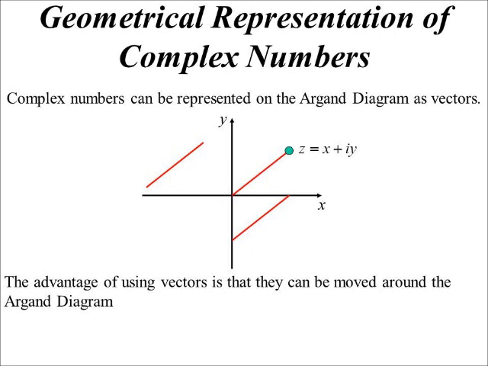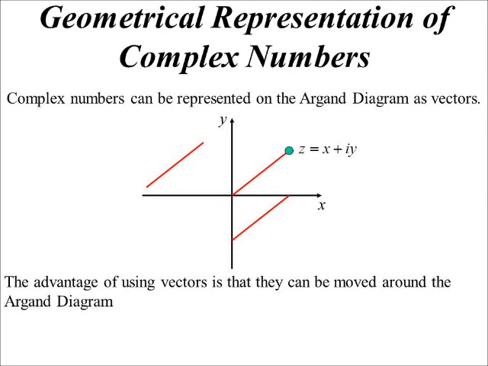See, if I put it down there, it's still got the same length. It's still making the same angle. I can put it over there. It's still got the same length. The question is, how do I work out which complex number it represents? And you always go head minus tail.